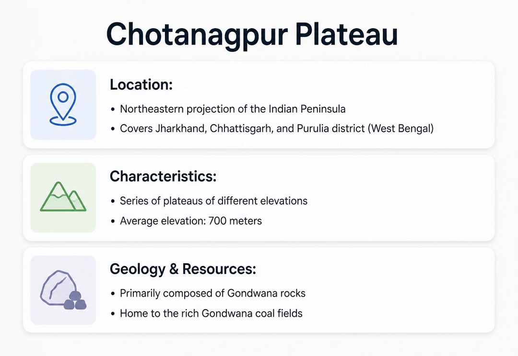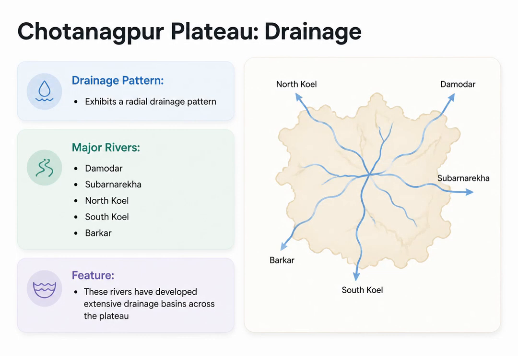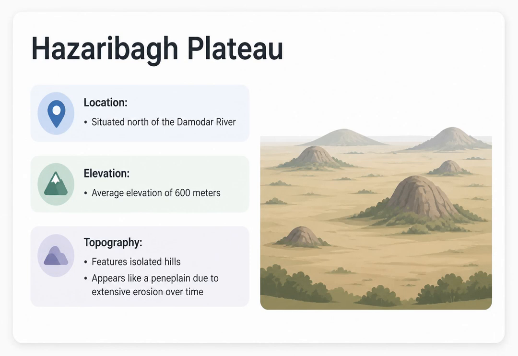vital Gondwana coalfields. Because the Chota Nagpur Plateau has a central elevated region, it exhibits a radial drainage pattern, meaning rivers flow outward from the center in all directions, like the spokes of a wheel. Major rivers such as the Damodar, Subarnarekha, North and South Koyal, and the Barkar originate here, carving out extensive drainage basins across the landscape. The Chota Nagpur region is subdivided into smaller plateaus by its rivers.